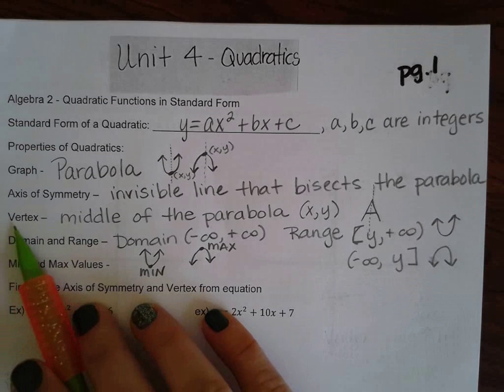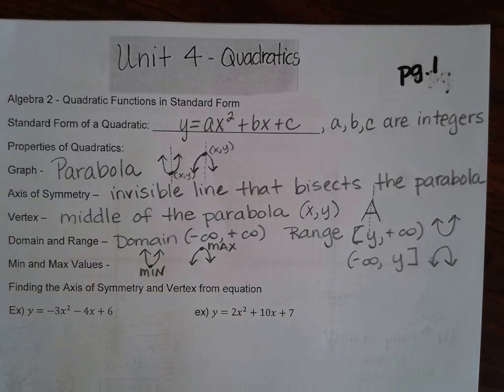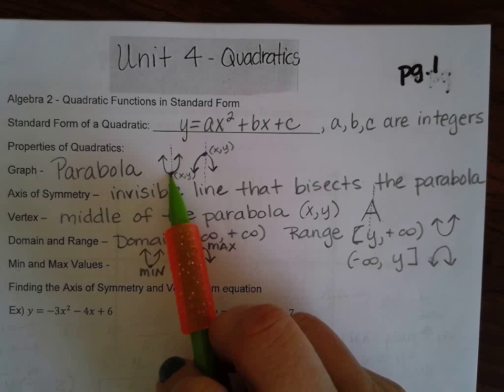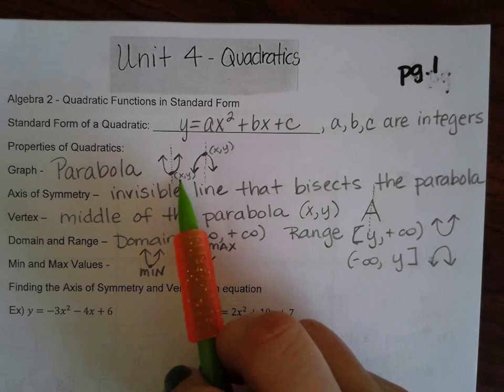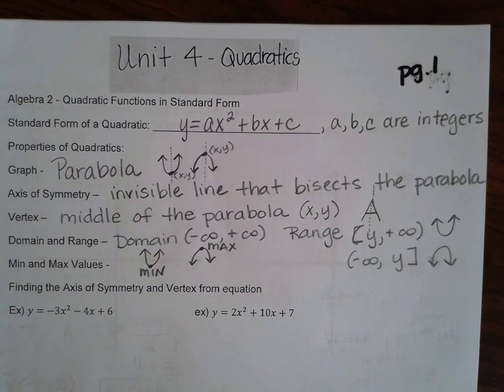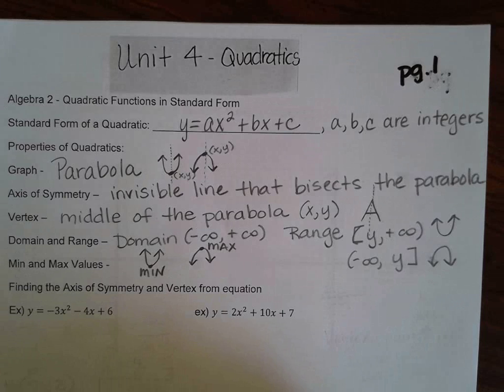Okay, the next part is a vertex. The vertex is the middle of the parabola. It's the very middle. So it's either going to be this point right here if it's a face-up parabola, and it's a point, x comma y, or it's going to be this point up here at the top. And that's also going to be the middle of that parabola. While I'm talking about a vertex, I want to talk about what kinds of vertexes we can have. So I'm going to jump down here. I'm going to skip over domain and range just for a minute and talk about min and max values.